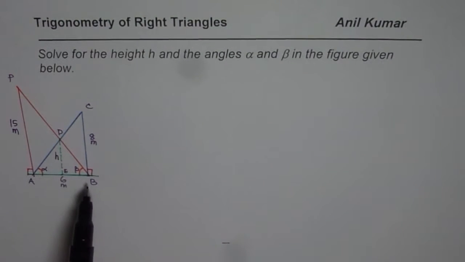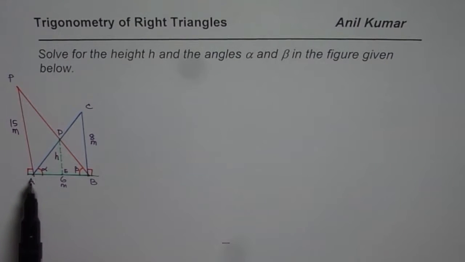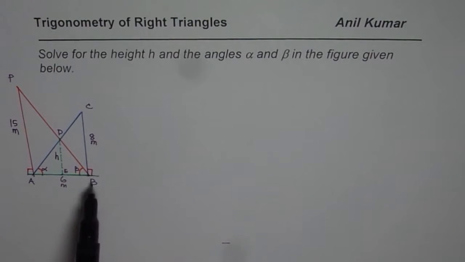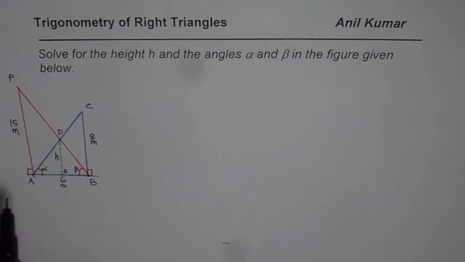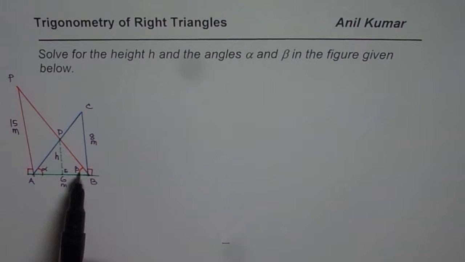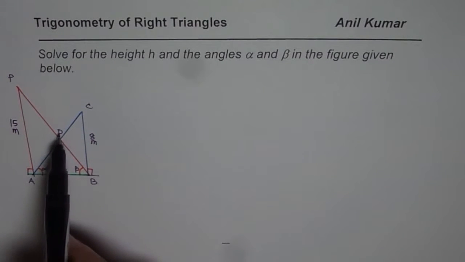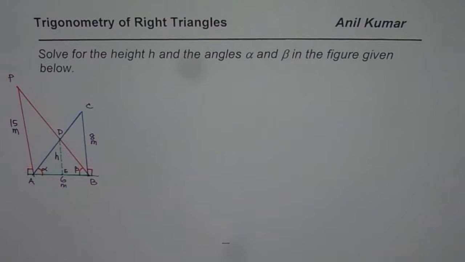The question is, solve for the height h and the angles alpha and beta in the figure given below. So we have two right triangles. One right triangle is ABC, the other one is ABP. We need to find the angles alpha and beta shown here, and the height, which is DE. That is what we need to find.